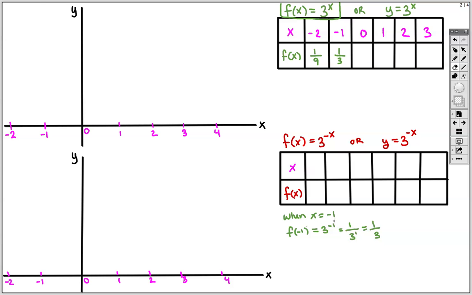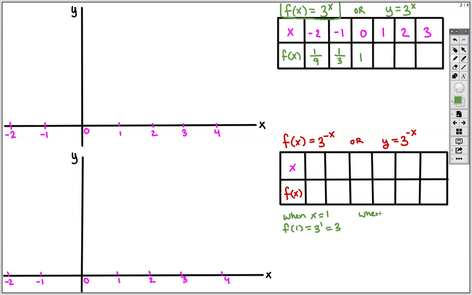Now, the next one's pretty easy, and you could probably recall it from what I told you on the last slide. So when x is 0, f of 0 is 3 to the 0. And we know that anything raised to the 0 power is what? Right, 1. So this is 1. When the input is 0, the output is 1. Let's finish up, and these are a little easier. So when x is 1, f of 1 is 3 to the first, which is 3.